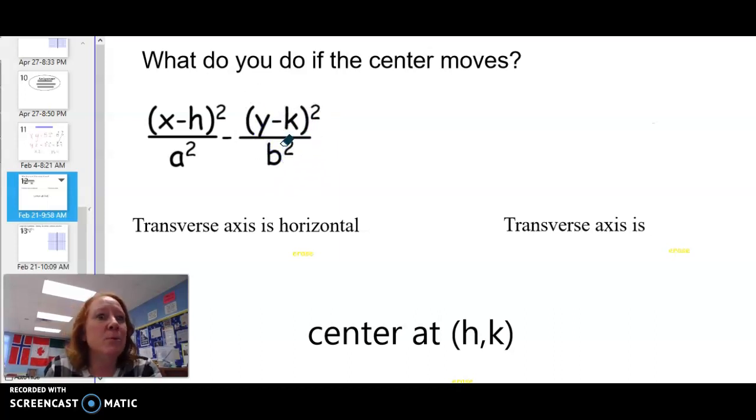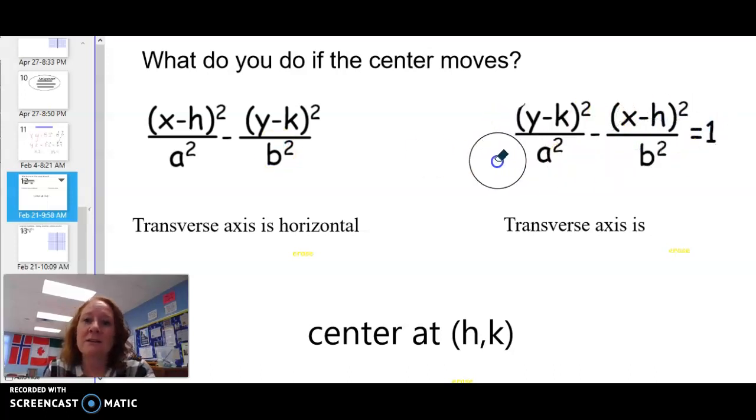Okay, so in hyperbolas, what changes? Do the x and the y switch if it opens separately, or does the a and the b switch? And I will tell you, look, here's what we do. In ellipses, your a and your b switch, depending on if it's wide or tall. But hyperbolas, if it opens side to side, the x will come first. If it opens up and down, the y will come first. So here are your formulas. The h always goes with the x, k always goes with the y. Notice they're always minus, and then this in the middle is minus.